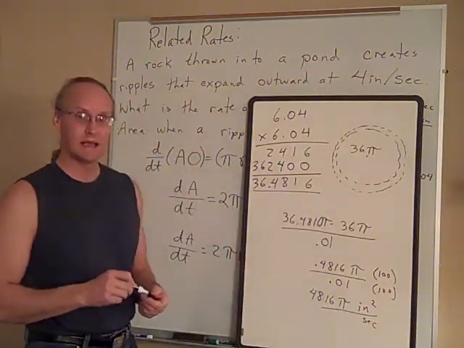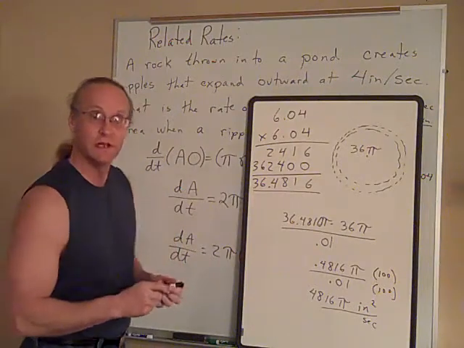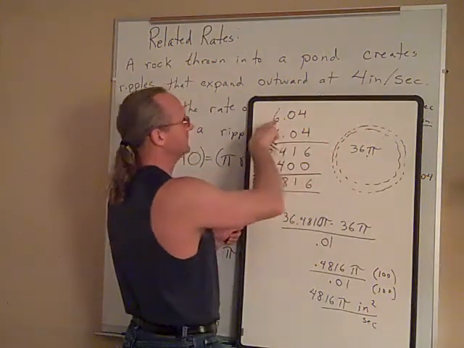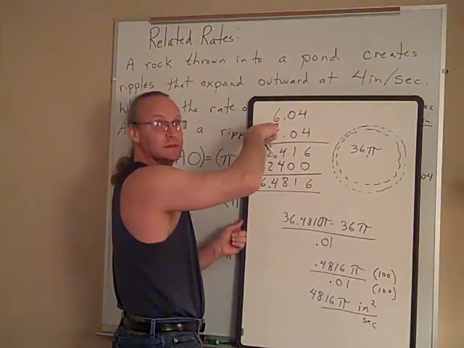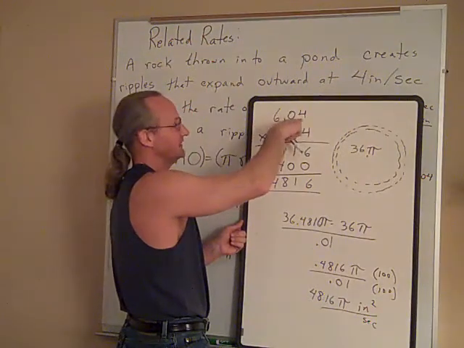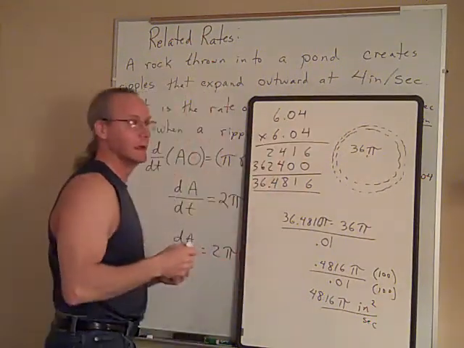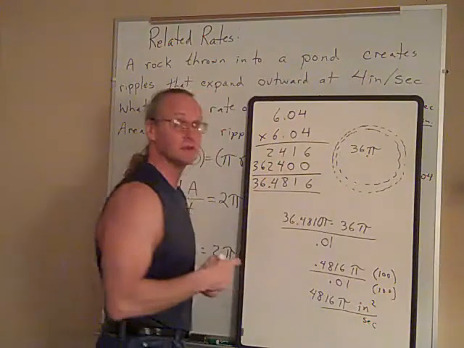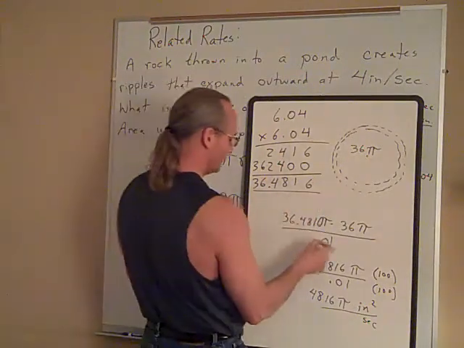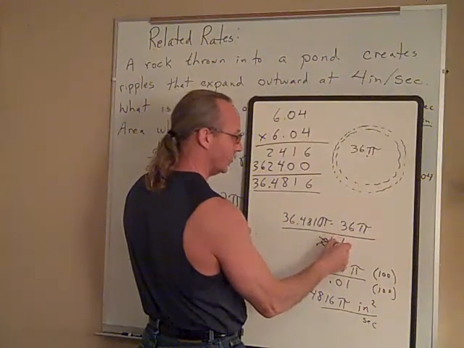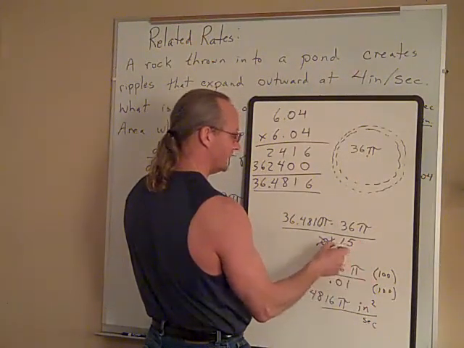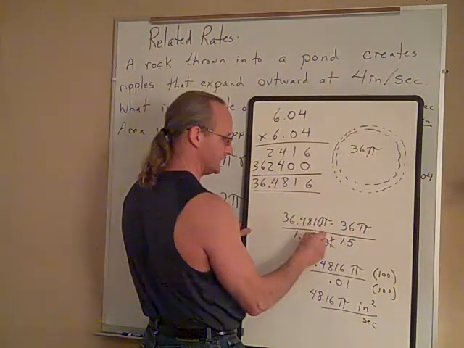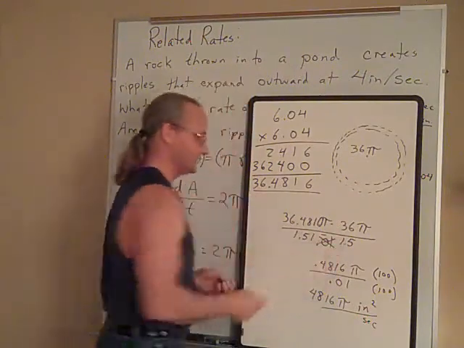Now this isn't an exact answer. This isn't an instantaneous rate of change. This is the rate of change between the time that it's at 6 inches and the time that it's at 6.04 inches. Since it's moving outward at 4 inches per second, the time period is actually between 1.5 seconds, when it's 6 inches, and 1.51 seconds. And when we subtract those, we get our 0.01.